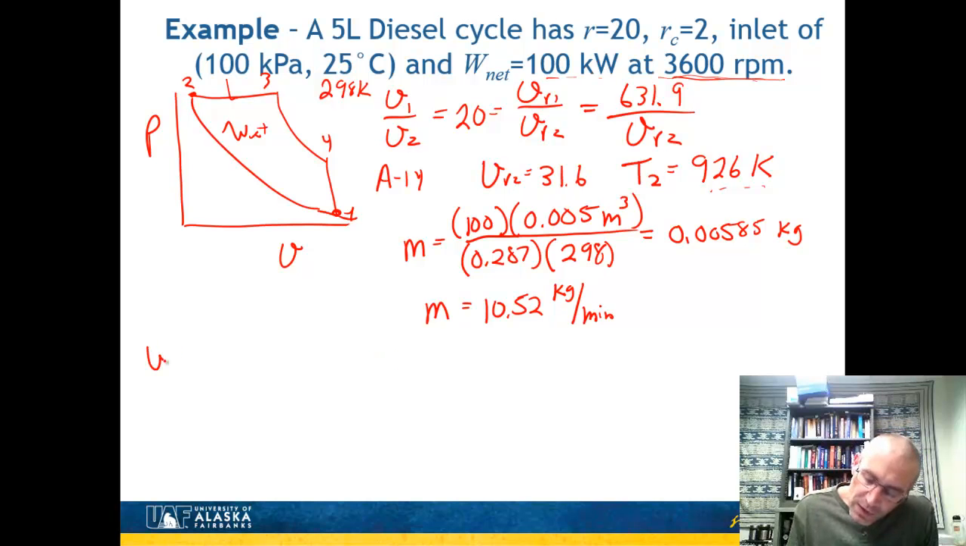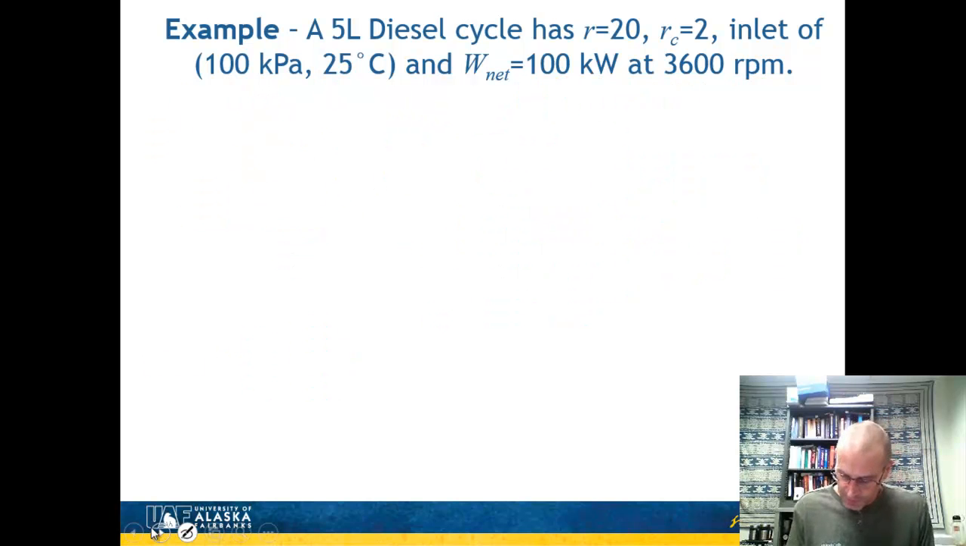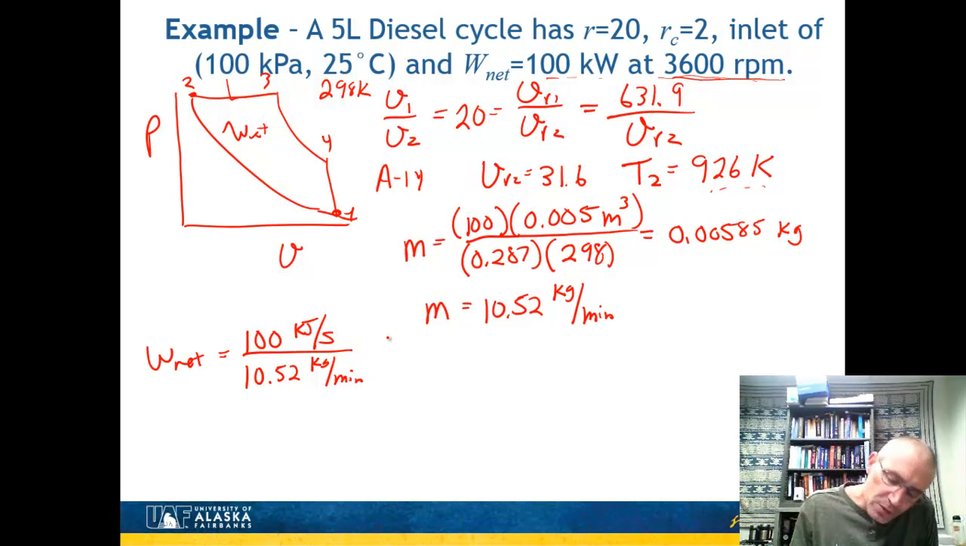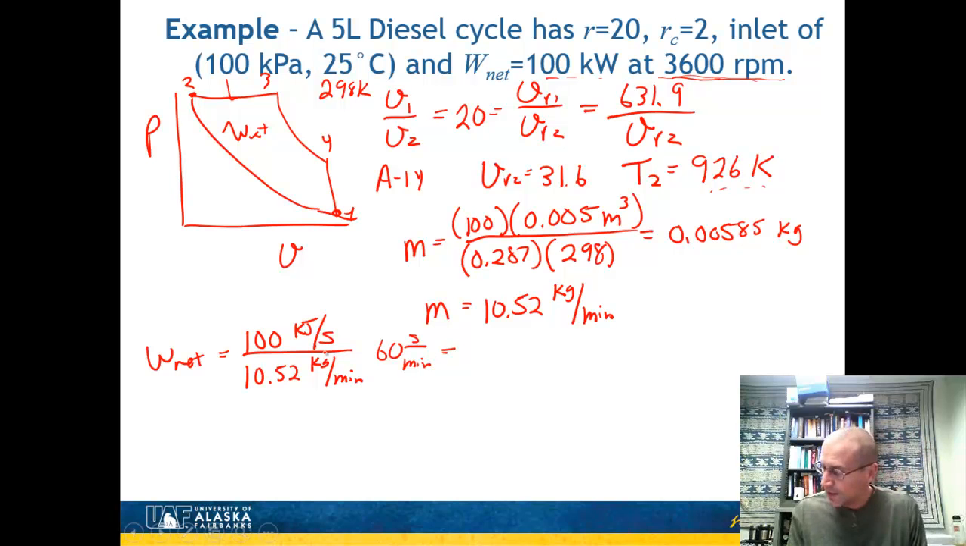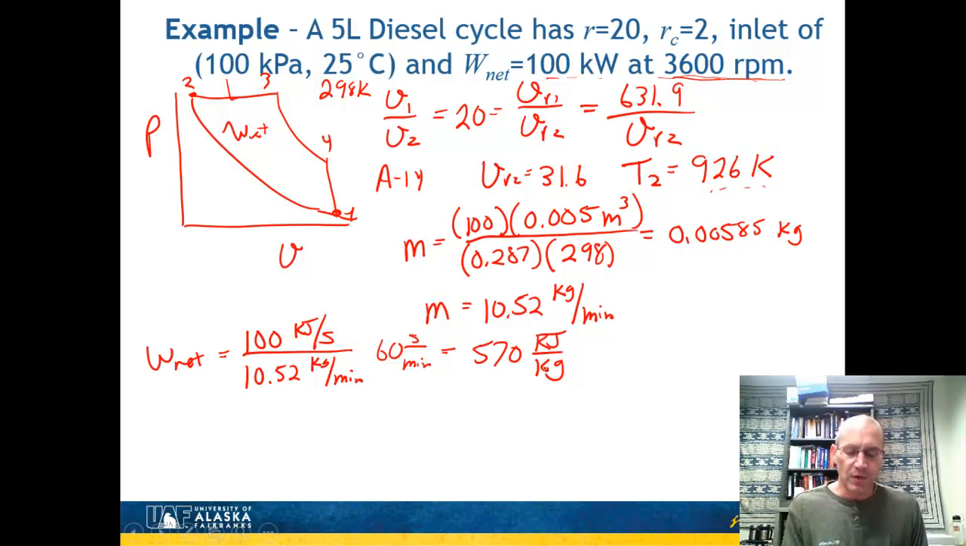So now I can go ahead and determine what the net work is, excuse me, on a per mass basis, because I've got my 100 kilowatts or 100 kilojoules per second, and then my mass flow rate of 10.52, and that is kilograms per minute. And so I need to go ahead and multiply that by 60 seconds per minute to get my units to work out, to get my minutes and seconds to cancel out. And then I find out that the net work on a per mass basis is 570 kilojoules per kilogram. Right, so now I've got W net, an intensive value of 570 kilojoules per kilogram.